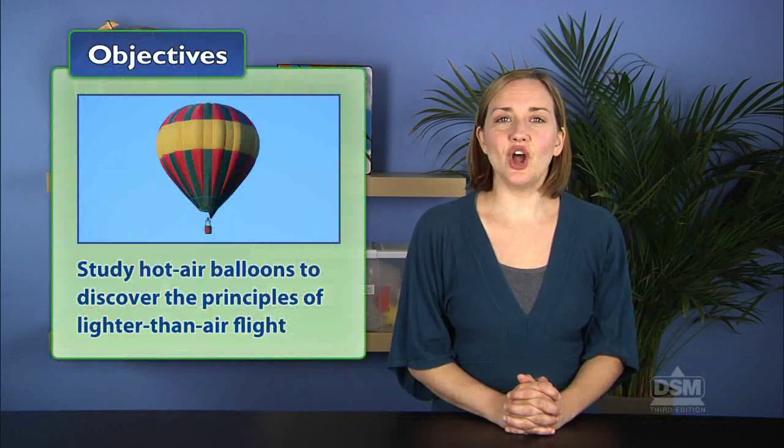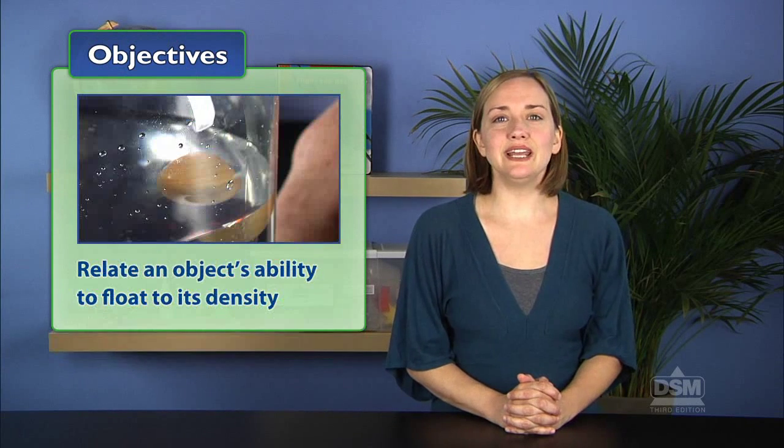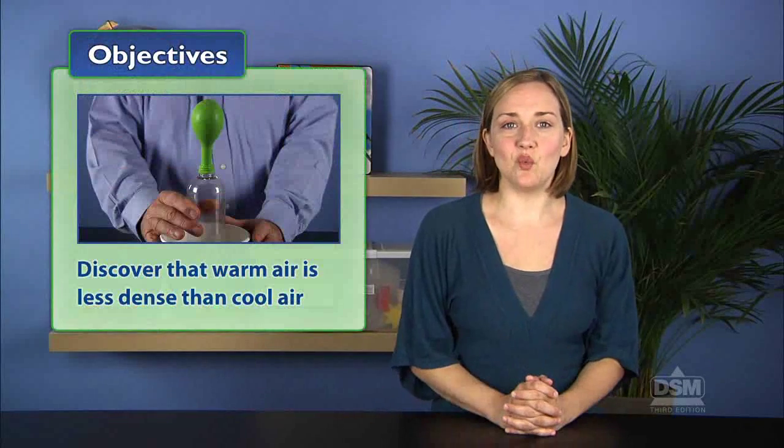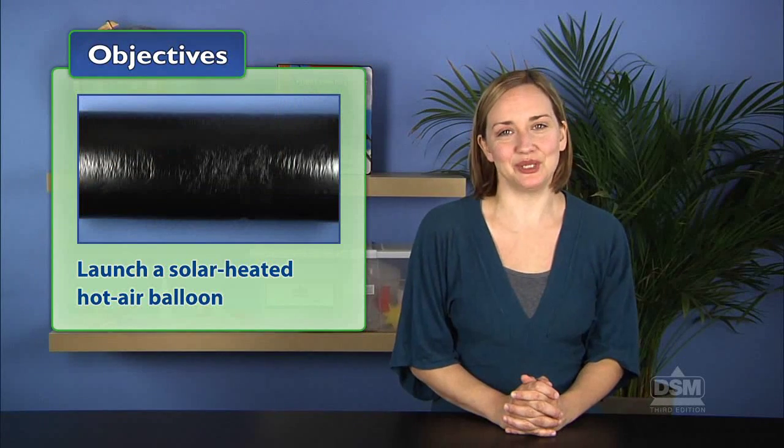In Activity 3, Hot Air Balloons, students study hot air balloons to discover the principles of lighter-than-air flight. They relate an object's ability to float to its density. Students then discover that warm air is less dense than cool air, and finally launch a solar-heated hot air balloon.